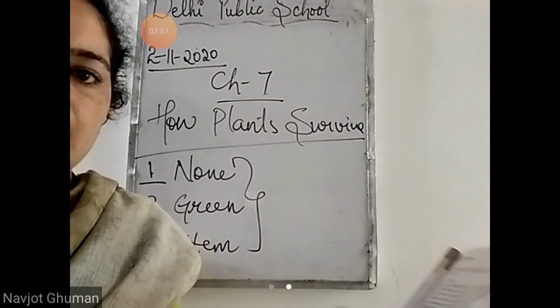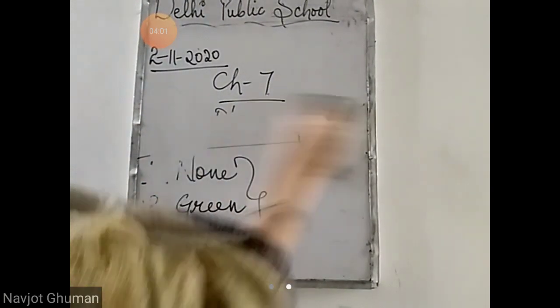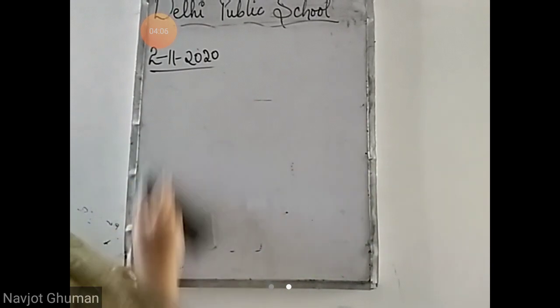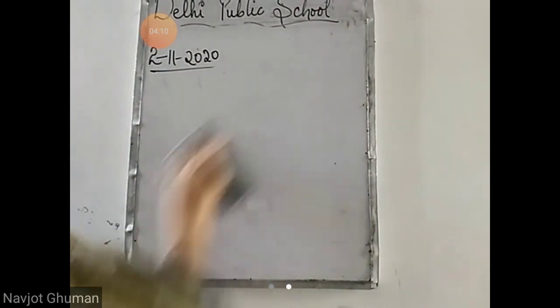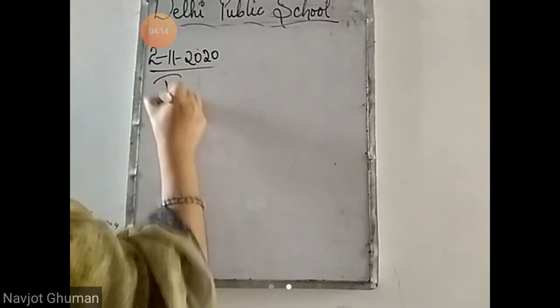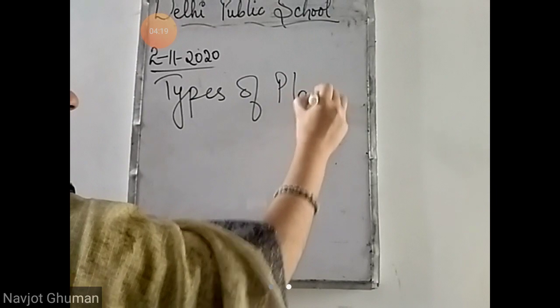Next topic is types of plants. Now we are going to study the types of plants. There are different types of plants depending upon the places where they grow. Depending upon the place where they grow, they are of different types of plants.